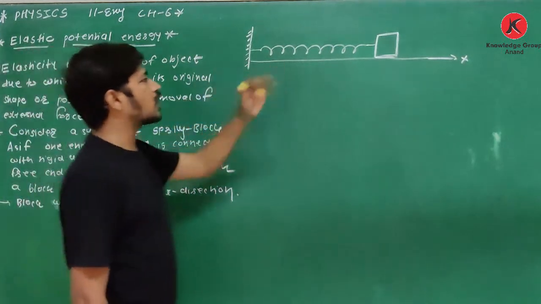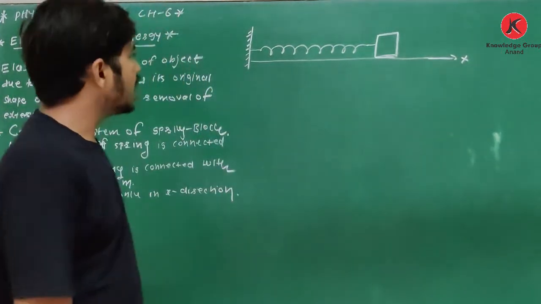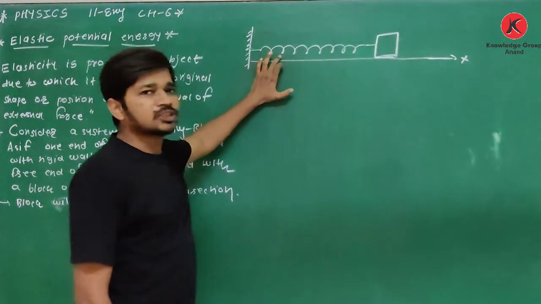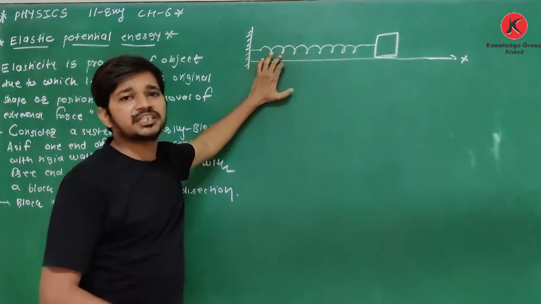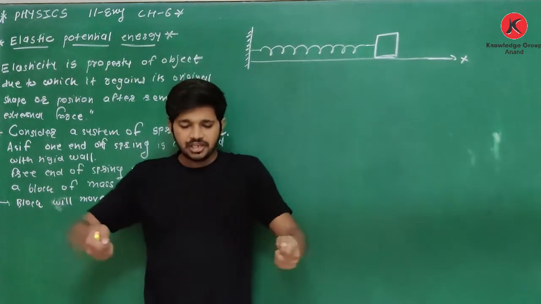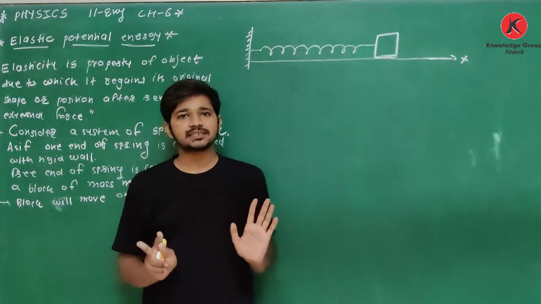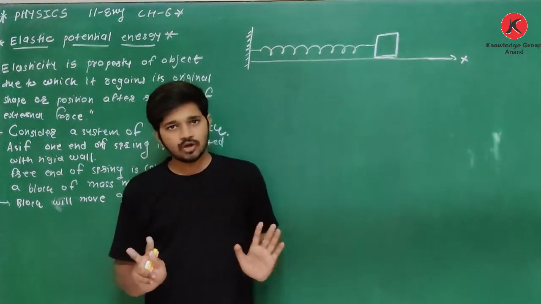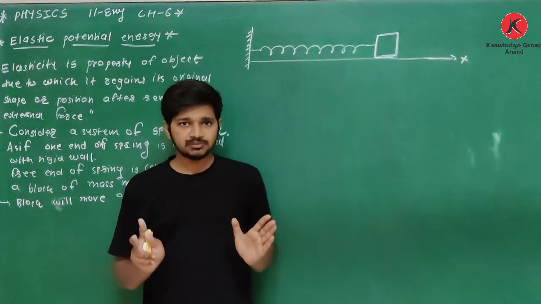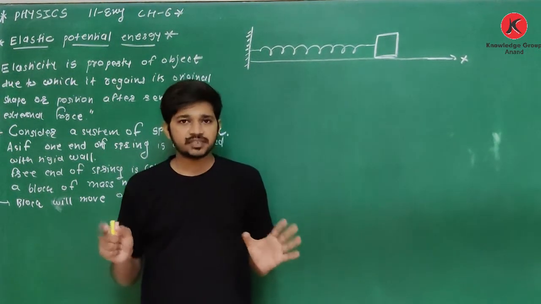Now, it is the normal condition of the block. Normal condition of the spring means this spring is not stretched and not compressed. Normal condition means there is no extension or compression of the spring.